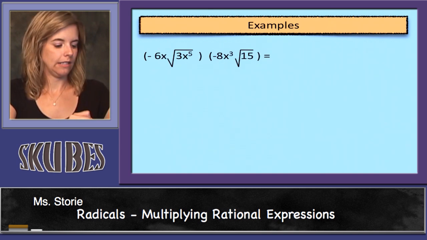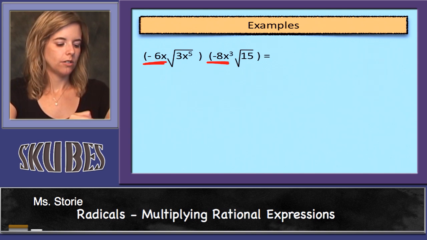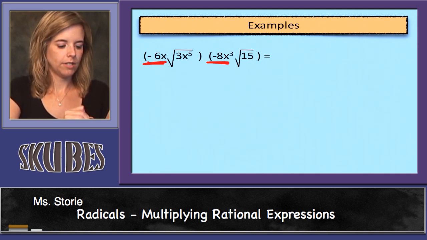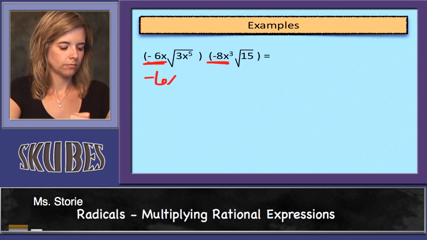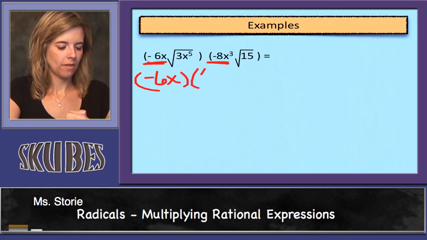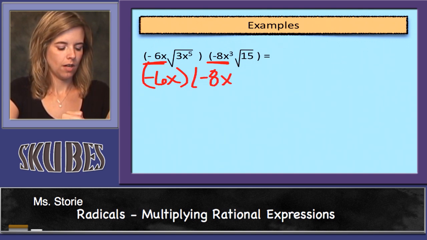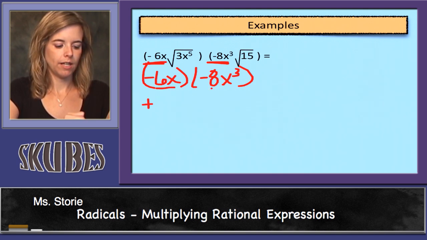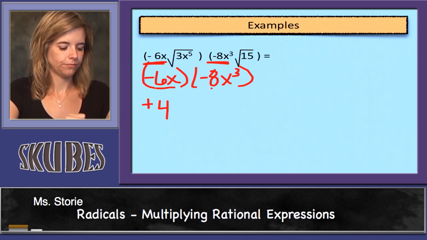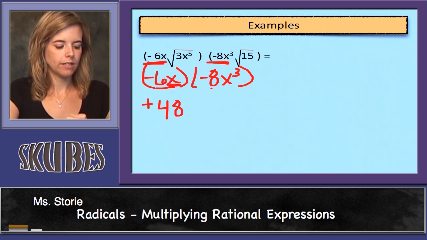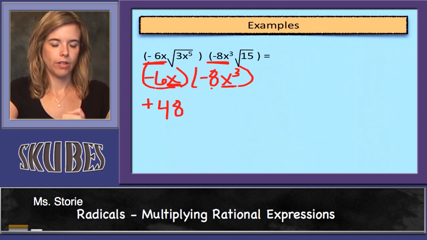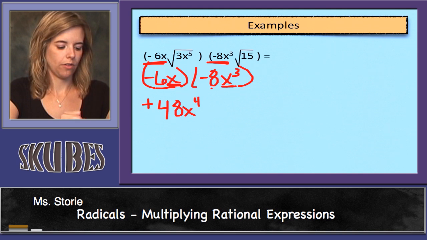Okay, let's look at our next example. You've got negative 6x times negative 8x cubed. So let's take those first. A negative times a negative times negative 8x cubed. When you multiply a negative times a negative, you get a positive number. 6 times 8 is going to be 48. Remember, when you multiply exponents, you really add them, so that leaves you with x to the 4th.